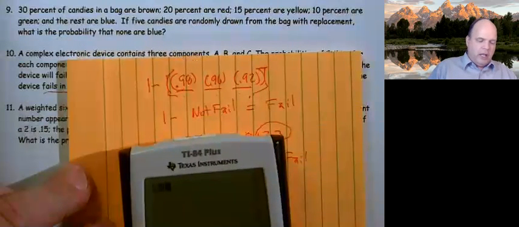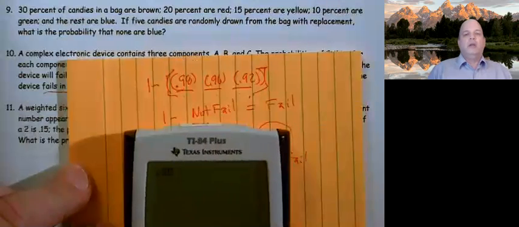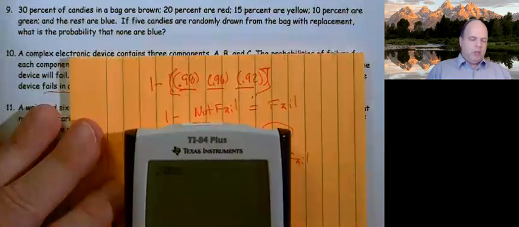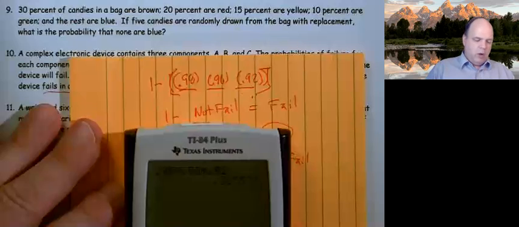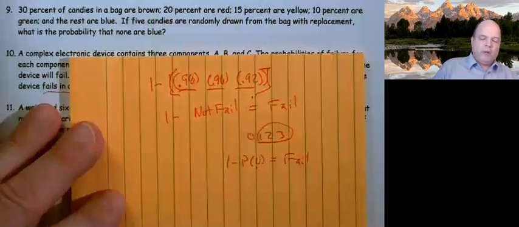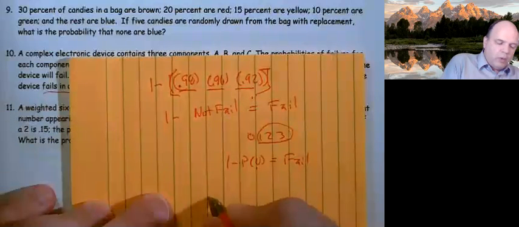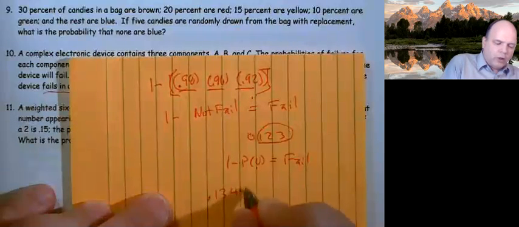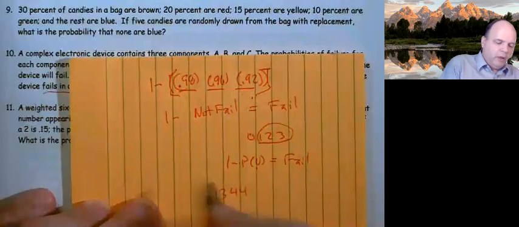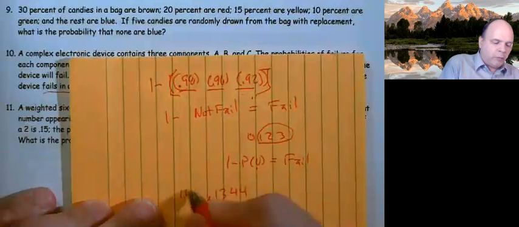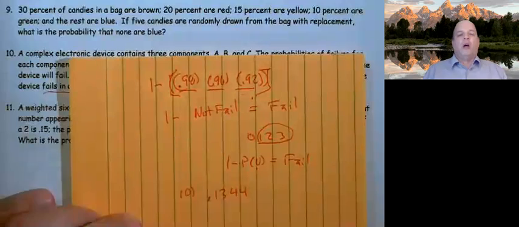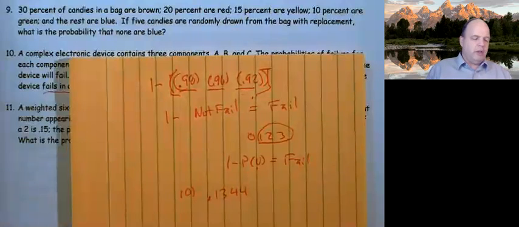So 0.98 times 0.96 times 0.92. 1 minus that gives me 0.1344. Of course, if you round it up to 0.1345, that was perfectly acceptable. All right, so that's my answer to number 10.